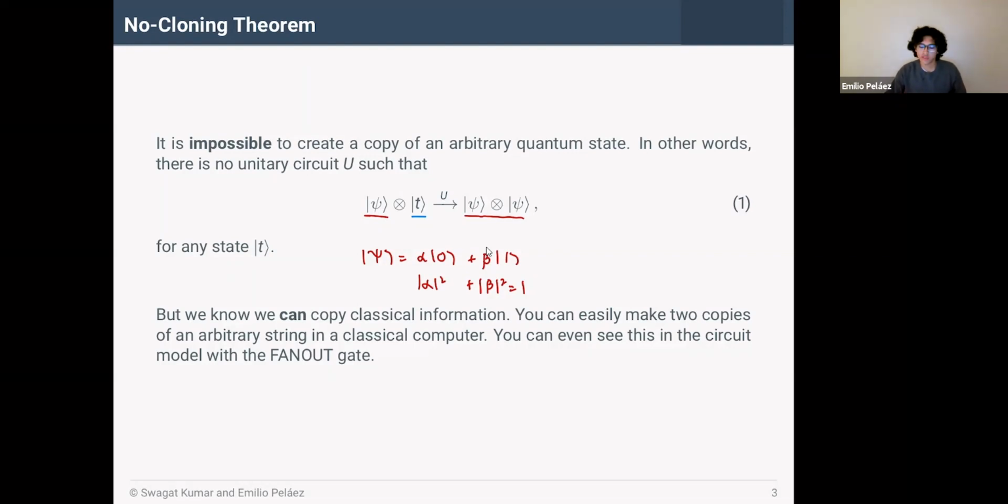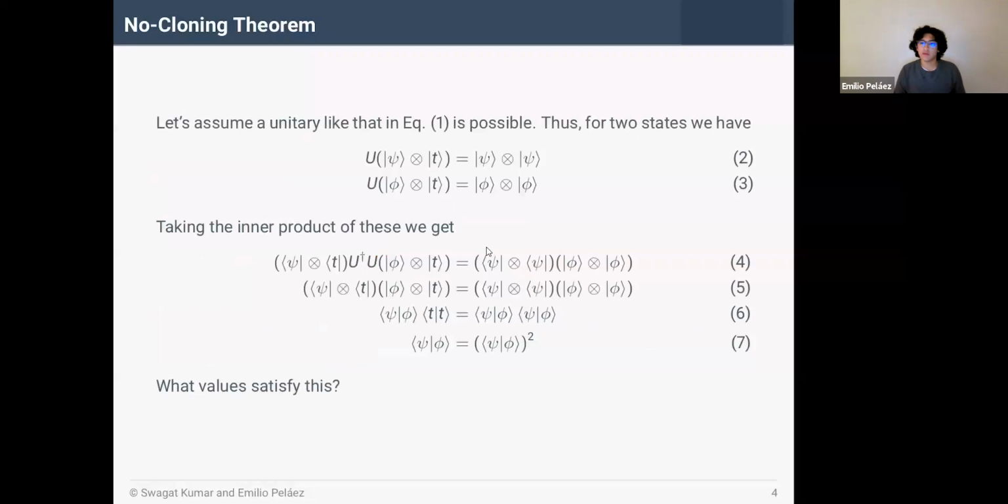So we can figure this restriction first by assuming that something like equation 1 is possible. So just like in equation 1, we have one state that is copied into 2. And in the next equation, we also have another state that is copied into 2, okay? So now to get a relationship between psi and phi, we can take the inner product of equations 2 and 3. So the left-hand side will just look, we will leave equation 3 as it is and take the complex conjugate of equation 2. So let's just do it. This is the side of equation 3, and this is the side of equation 2.